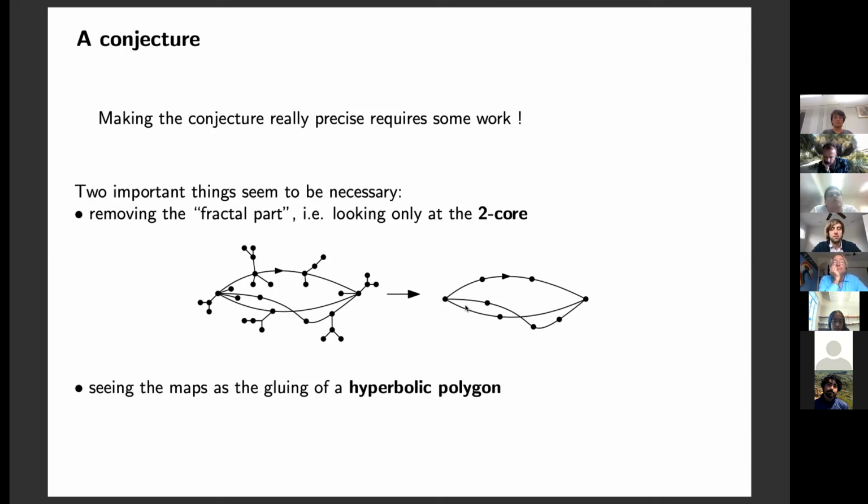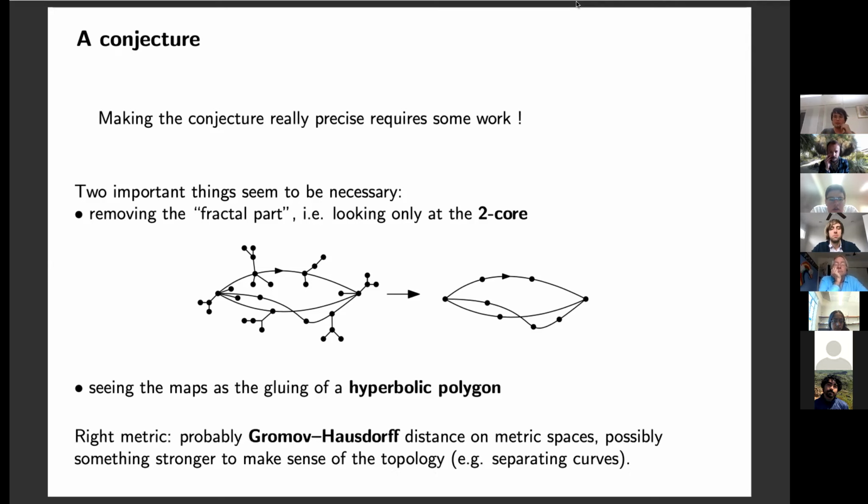So we need to consider that these maps have an interior, and the easy fix is to think that, well, we were gluing a polygon in the first place, so we need to add the interior of this polygon to the model. So we need to see the maps as the gluing of a hyperbolic polygon. If I can give my opinion of where this conjecture should be investigated, this is really the important starting point.